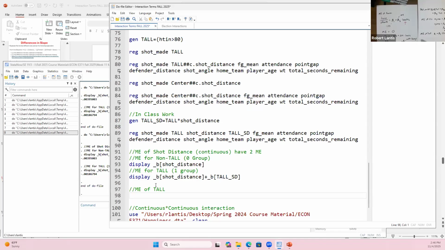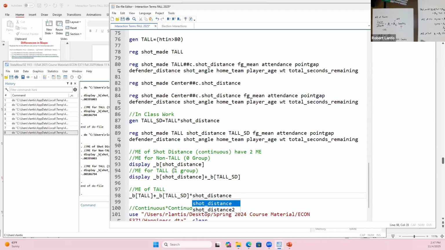Okay. So my marginal effect, I can't just calculate one. You would actually have to tell me what shot distance you want to calculate the marginal effect at, right? So if I go back here, I know that my marginal effect of being tall will be the coefficient on that tall variable, but also plus the coefficient on the interaction term multiplied by whatever the value of that continuous variable is.